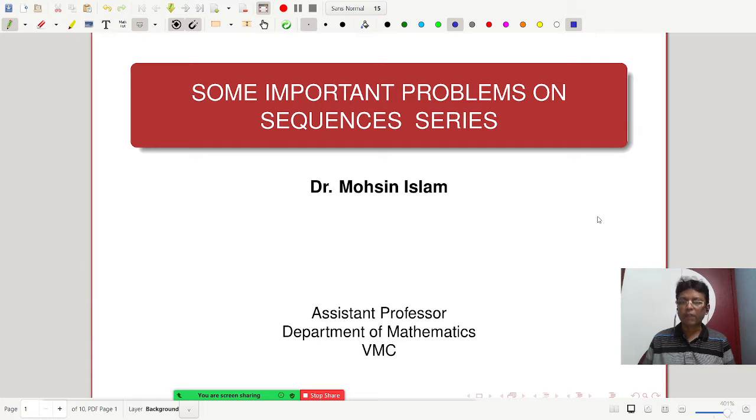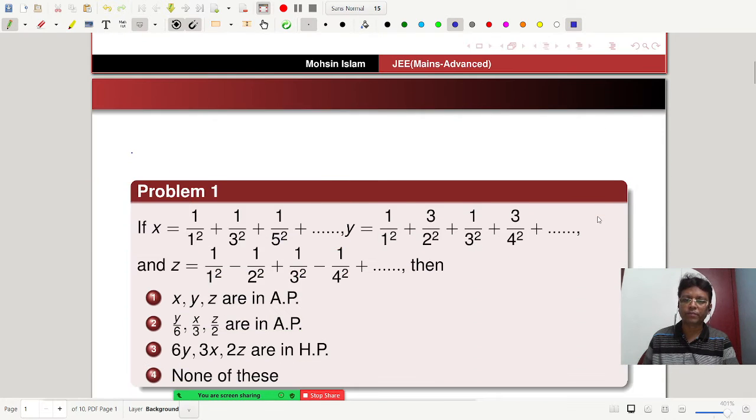So again we have some problems, especially on sequences and series. Actually, for appearing in the exams of JEE Mains and Advanced, not only conceptual knowledge is required, but also problem solving is a very important phenomenon. And you need to solve some different types of problems for appearing in these types of exams. So that was my focus, and I want to solve some important problems. That is not enough, but I have tried my best to give you the knowledge on these problems. So let's start with problem number 1.